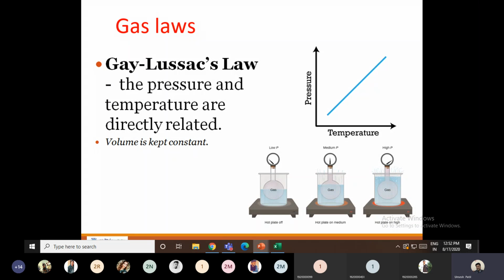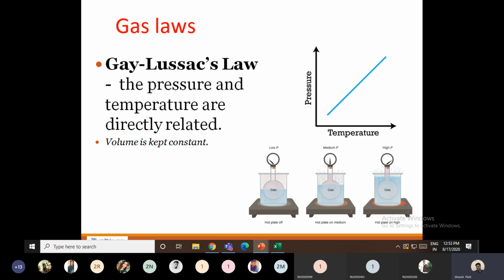Again, let's come to this graph. This is a graph of pressure versus temperature. If you see the nature of this graph, this inclined straight line, as the temperature is increased, pressure is also increasing, and it goes on increasing.